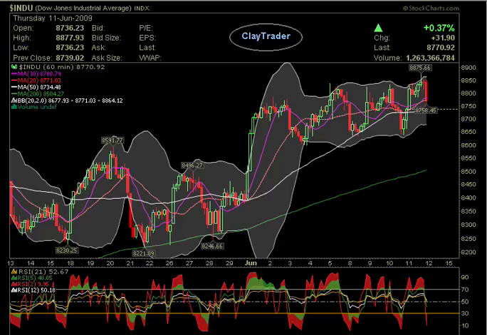Hey, it's Clay Trader, and this will be a video chart on the Dow Jones Industrial Average 60-minute chart. So this is not a daily chart or anything. If you're not familiar with technical analysis, real quick, what 60-minute chart means is each one of these bars or candlesticks represents 60 minutes worth of price action.